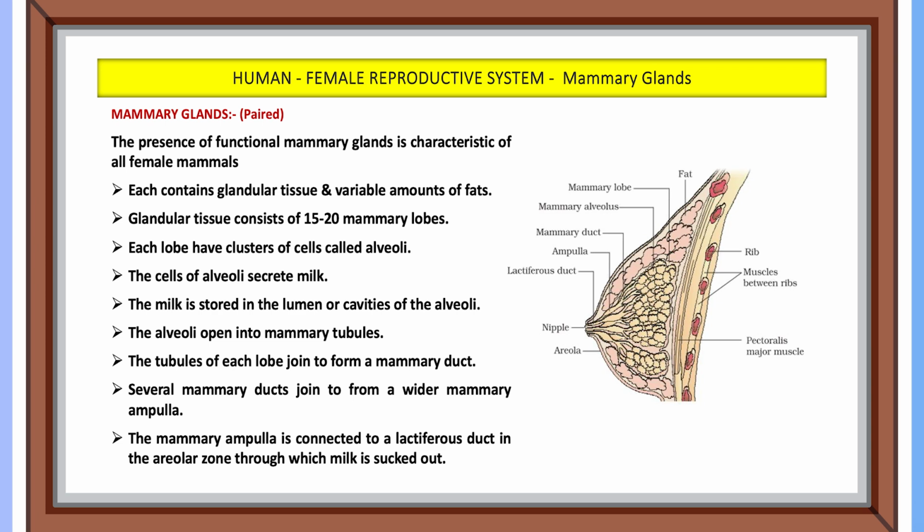All the alveoli open into ducts called mammary ducts. The tubules of each lobe join to form a mammary duct. Several mammary ducts join to form a wider ampulla. The ampulla is connected to the lactiferous ducts through which the milk is sucked out.